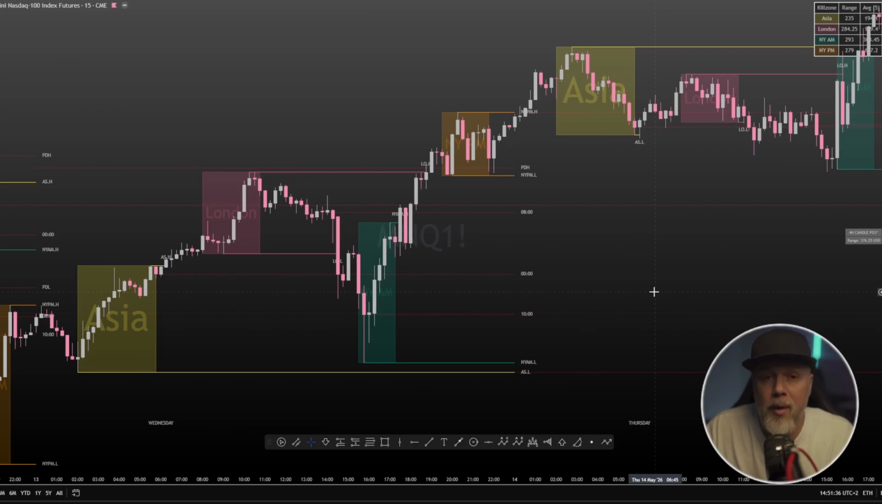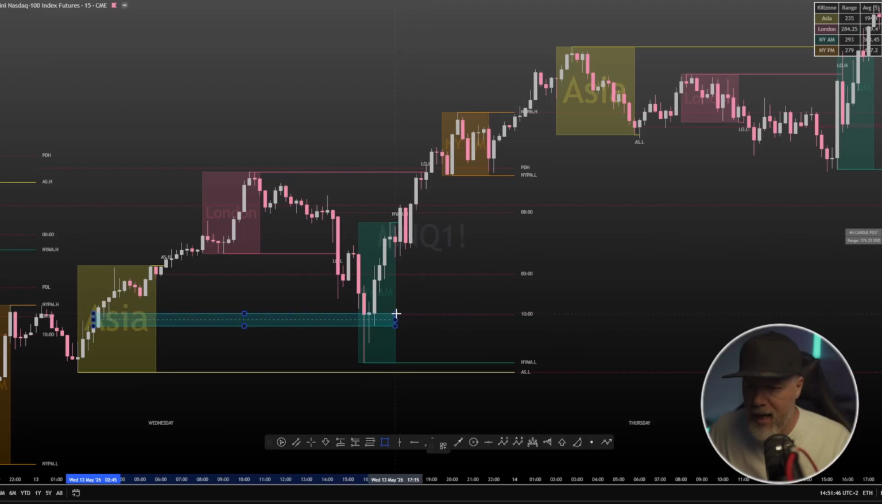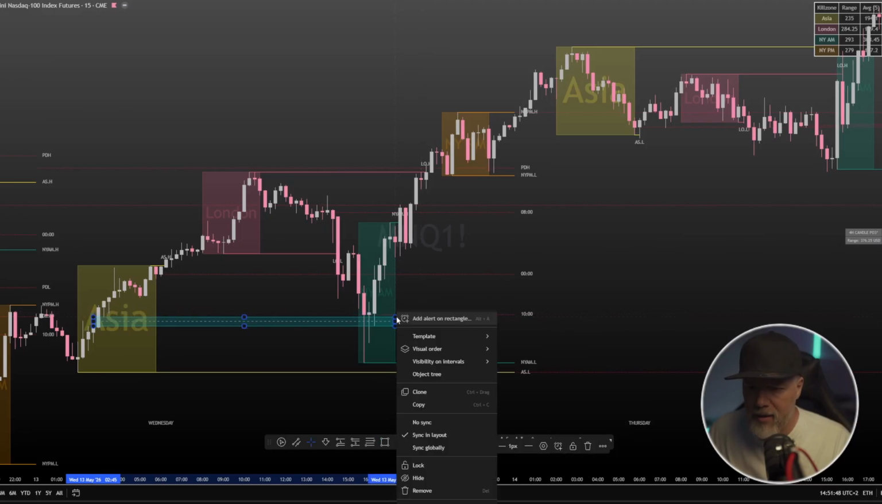Number five, plot any 15-minute and 5-minute fair value gaps. All right, so we have one here in the Asian session. We've got a 15-minute gap running through here.